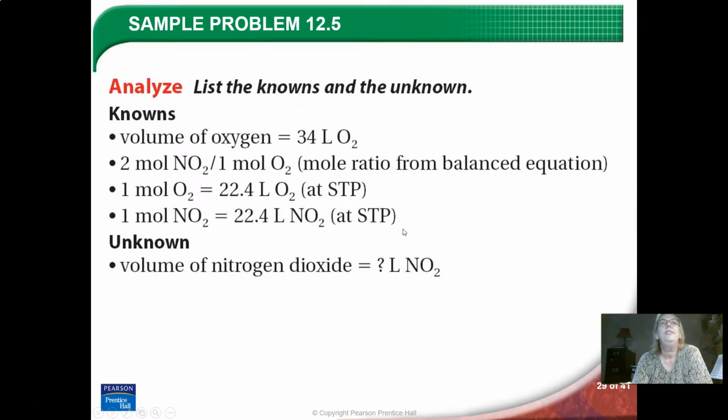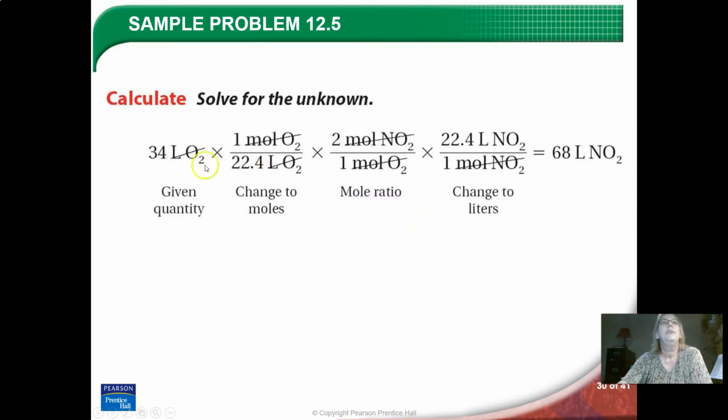So here's all our given. Remember, 1 mole is always 22.4 liters at STP. So we were given the liters. We changed to moles using that 22.4 liter relationship. This is from the balanced equation, and then we're changing to liters, knowing again that 22.4 liters is 1 mole at STP. And so this is what we come up with. This is another good problem.